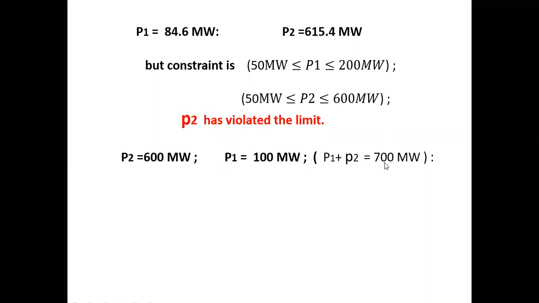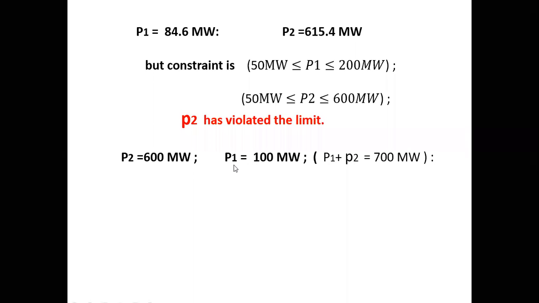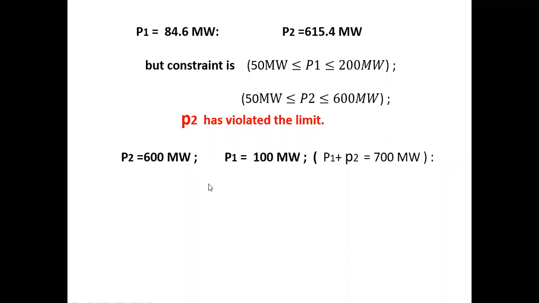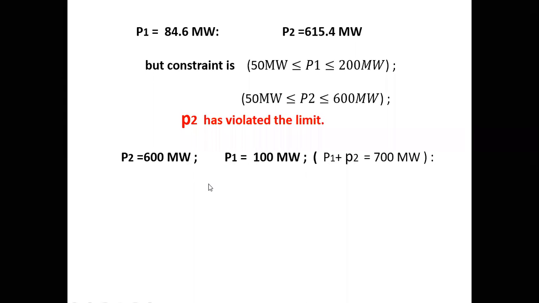Total demand is nothing but 700 megawatts, and it can be written as P1 plus P2. So once you know the P2 value, easily we can calculate the P1 value. So this is nothing but your P1 value. So this is nothing but your final answer. But let's look at it for re-verification.